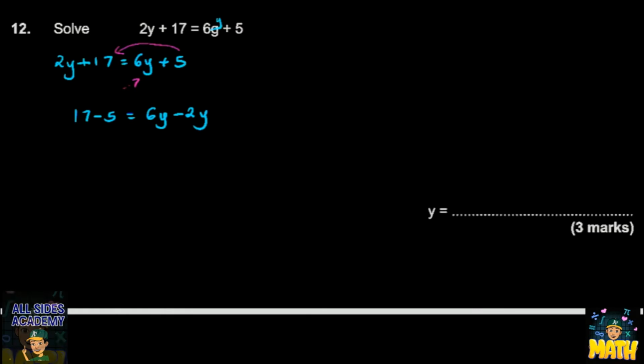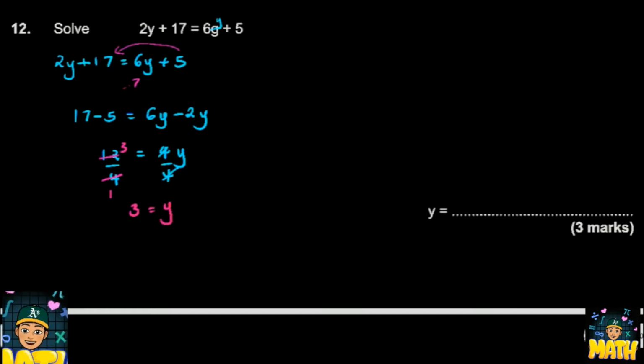When I subtract, I get 12. 12 equals 4y. Then I divide by 4 on both sides. We cancel that out. Then we remain with y equals 3. So 3 equals y, and that is the same as y equals 3.